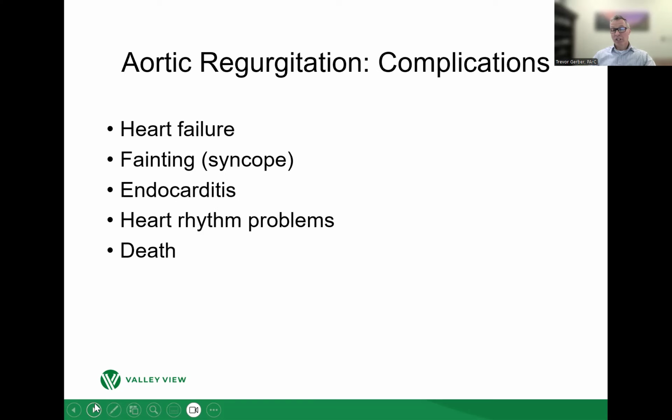If aortic regurgitation is left untreated, it's common for the left ventricle to start to wear out, developing heart failure symptoms. Patients can also develop syncope or fainting spells. Patients with aortic regurgitation are also at increased risk for endocarditis, which is an infection of the valve itself, as well as heart rhythm problems and sudden cardiac death.